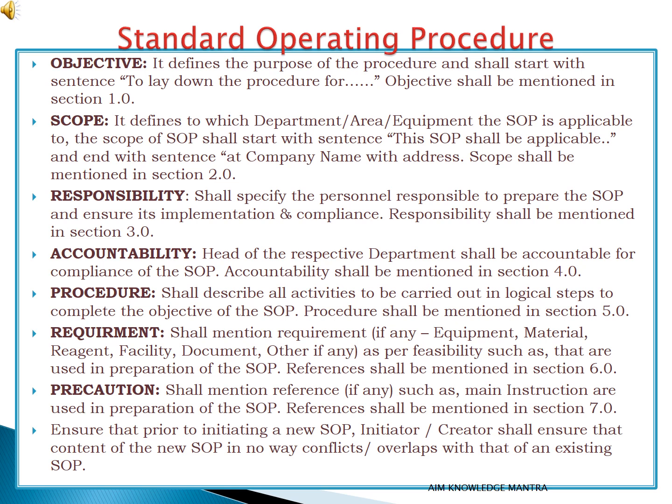Requirement. Shall mention requirement, if any, equipment, material, reagent, facility, document, other if any, as per feasibility, that are used in preparation of the SOP. References shall be mentioned in section 6.0. Precaution. Shall mention reference, if any, such as main instruction, used in preparation of the SOP. References shall be mentioned in section 7.0.